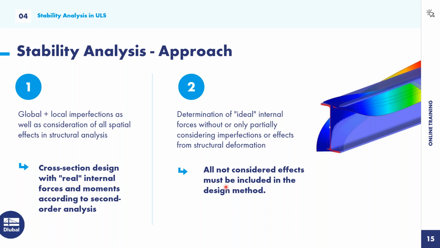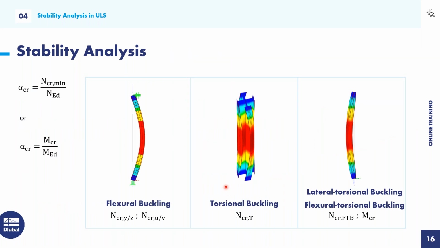So now I was talking the whole time about flexural buckling, torsional buckling. How does it look like? We have different forms of stability failure. On the left side, we have the flexural buckling. It's stability failure under compression force, buckling around the local axis. So we have a lateral deformation, and this can be considered with 6 degrees of freedom.